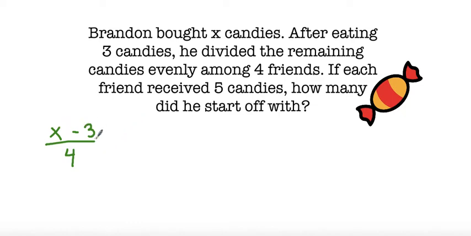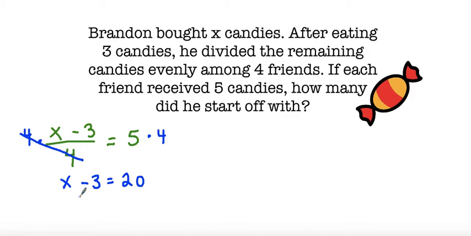After he ate 3 and after he divided it amongst his 4 friends, each friend ended up receiving 5 candies. So to start this problem, we have x minus 3 divided by 4 is equal to 5. Since we're dividing by 4 here, we multiply by 4 to cancel this out. And whatever we do on one side, we do on the other side to keep it balanced. So x minus 3 is equal to 5 times 4, which is 20.